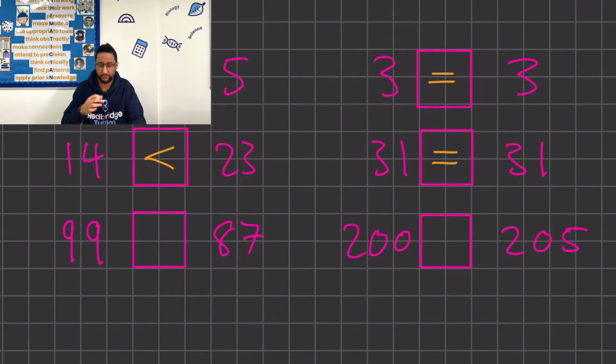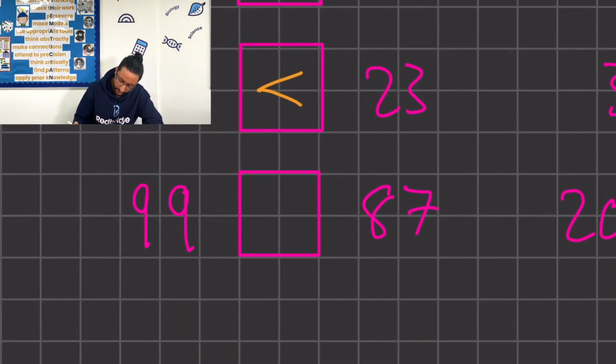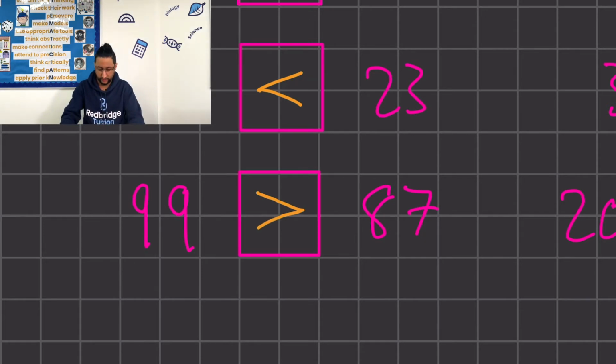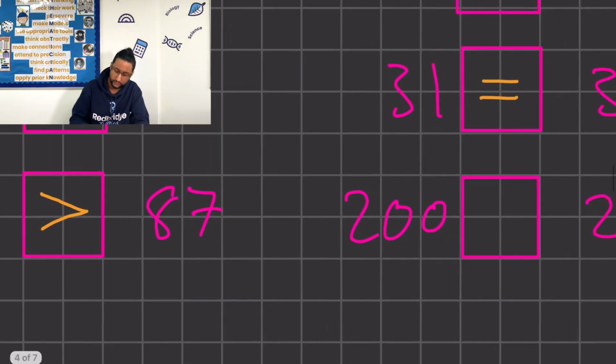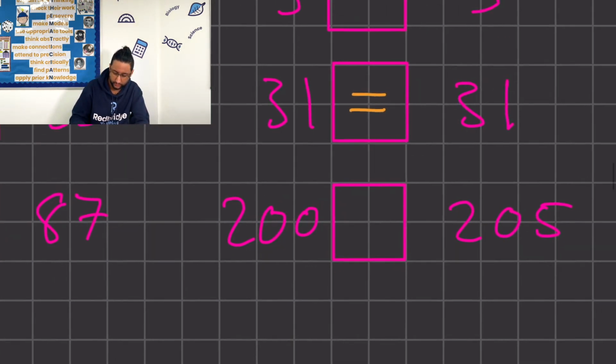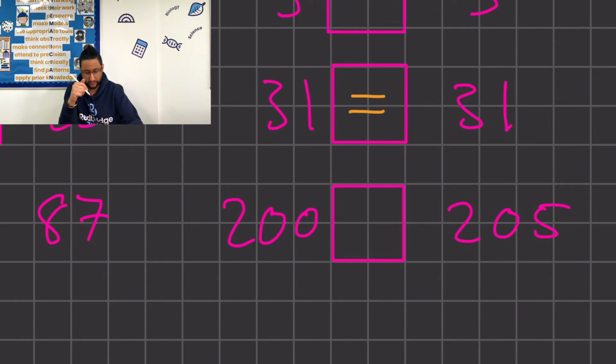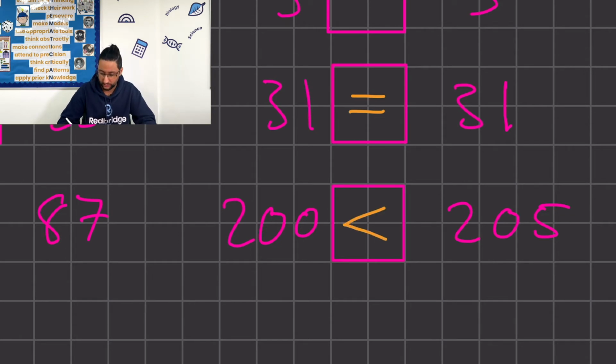So let's take a look at some slightly larger numbers now. We have 99 on one side, 87 on the other side. So 99 is obviously larger than 87, so we put the sign in there. 99 is more than 87. And the last one, 200 and 205. Well, the right-hand side is larger, so 200 is less than 205.